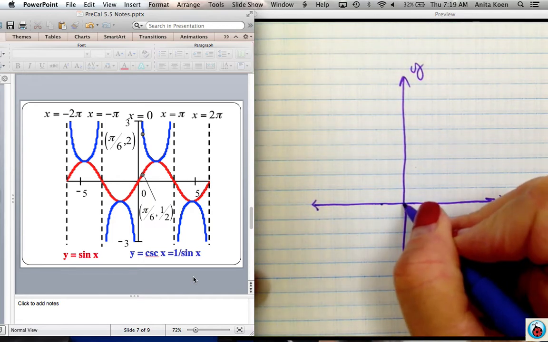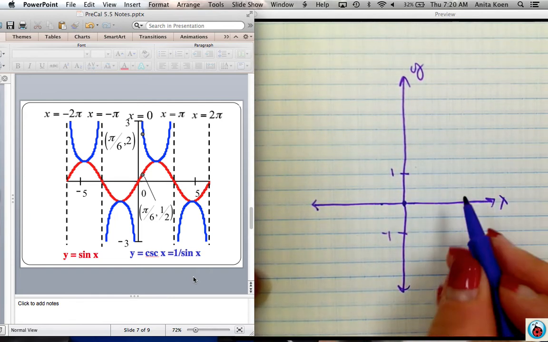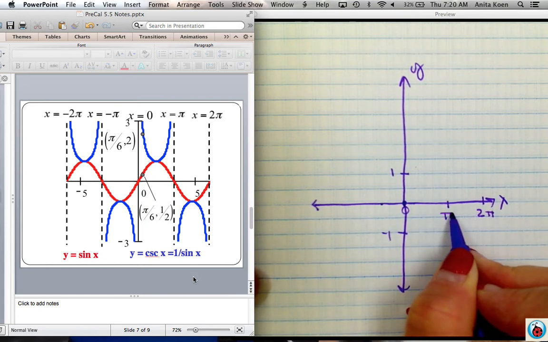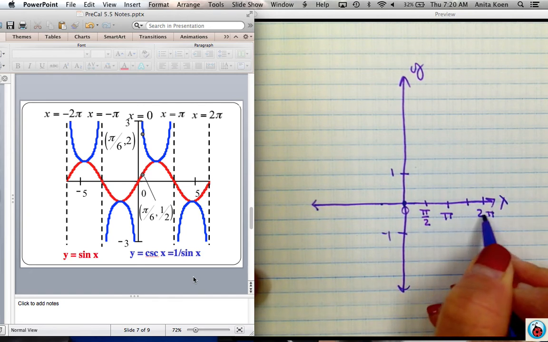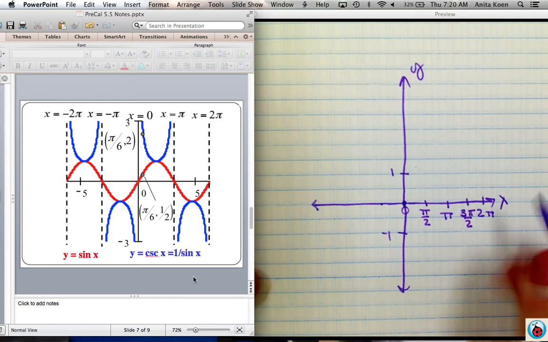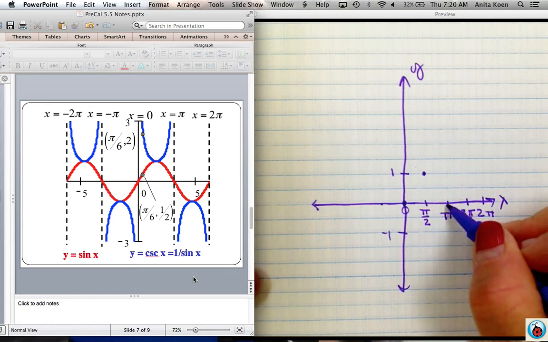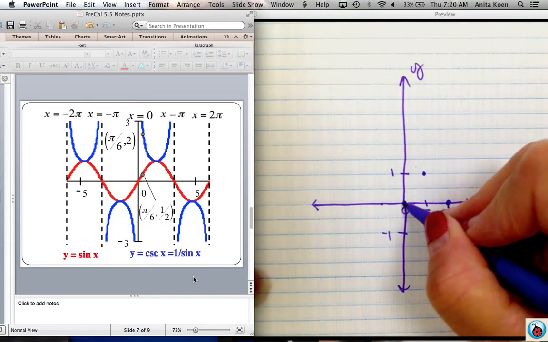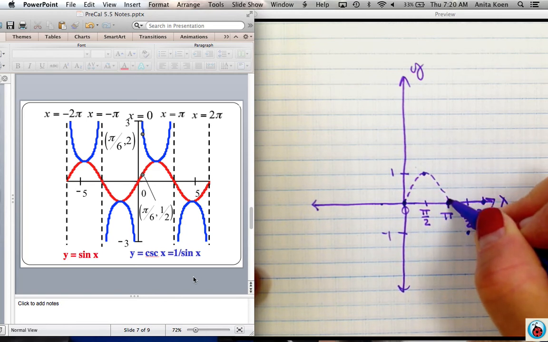So hopefully from yesterday you remember that the sine function starts at 0. It has a period of 2 pi. And then halfway in between 0 and 2 pi is pi. Halfway in between 0 and pi is pi over 2. And halfway in between pi and 2 pi is 3 pi over 2. And so we're just going to graph the sine function. 0, 0, pi over 2, 1, pi, 0, 3 pi over 2, negative 1, and 2 pi, 0. And you can do this in a dotted curve if you would like to.